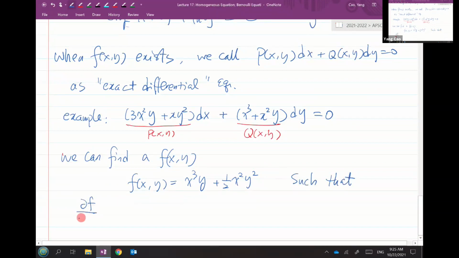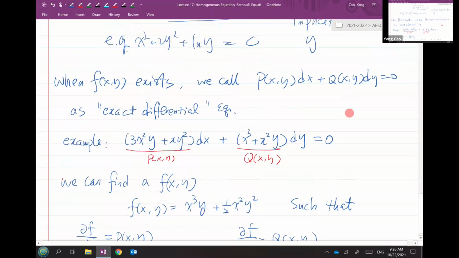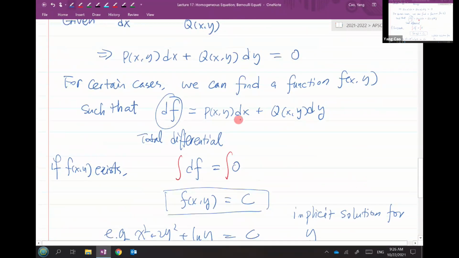If I take partial derivative, partial f, partial x, I actually get p of x,y. If I take partial derivative with respect to y, I actually get q of x,y. So this is basically the total differential, right? The total differential here: Fx dx plus Fy dy.